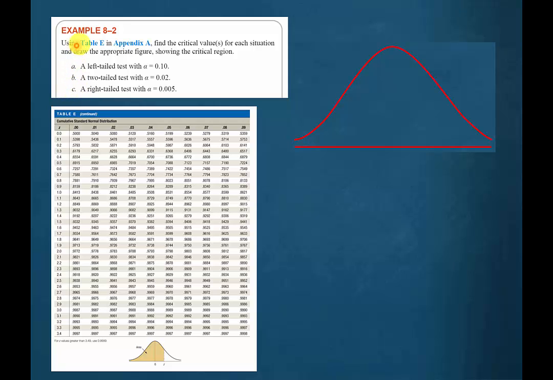In Part C of Example 8.2, we are to use Table E in Appendix A to find the critical value for a right-tailed test with alpha equal to 0.005. So in Part C, alpha is 0.005. Remember that alpha is the area in the rejection region. We have a right-tailed test, which means then that the rejection region is to the right of the hypothesized parameter or the assumed parameter.